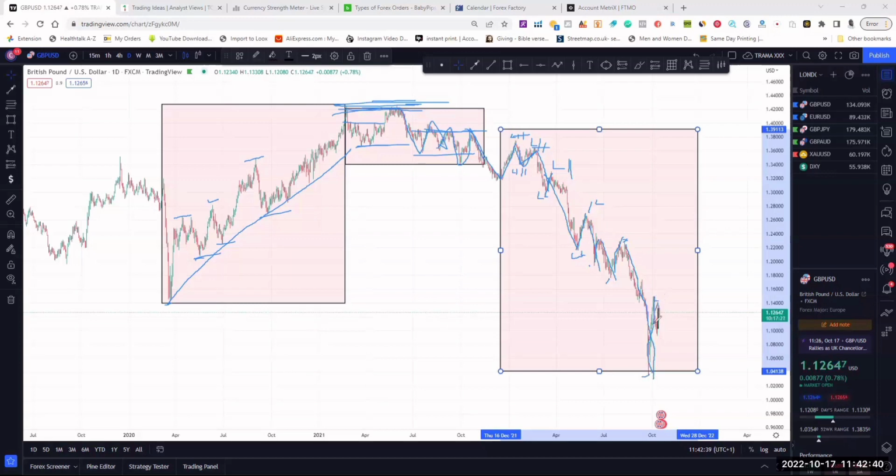Where are we in the market? The market is struggling to create a lower low. This is GU. You see that?